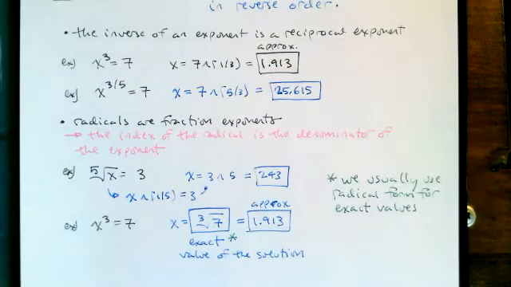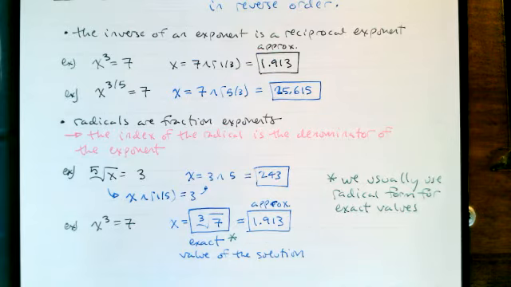We'll usually use radical form for exact values. We could also use the fraction exponent form, but that's less common. We could say that the exact solution is 7 to the 1/3 power. But the more common way to read that would be to read that as the cube root of 7.